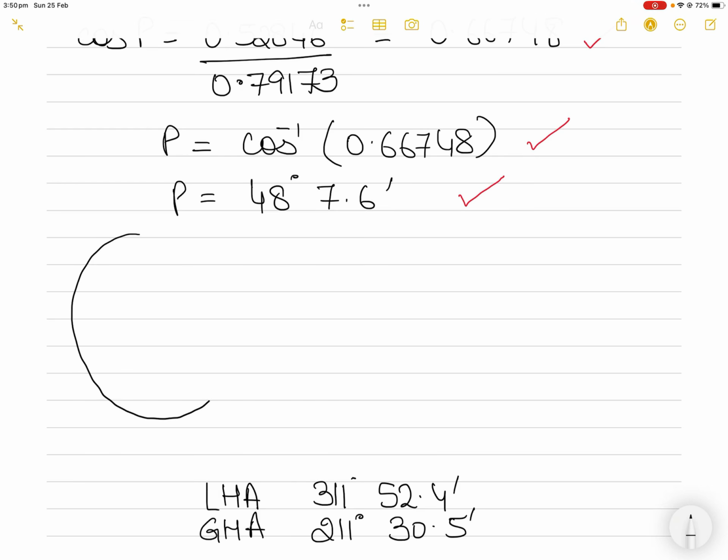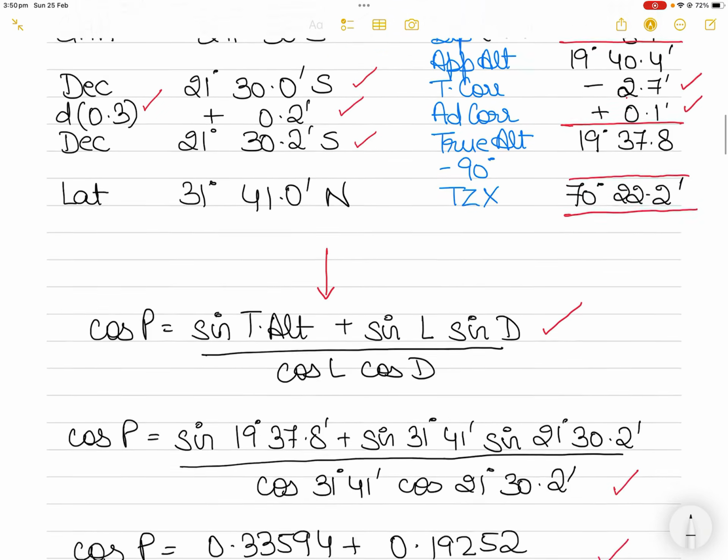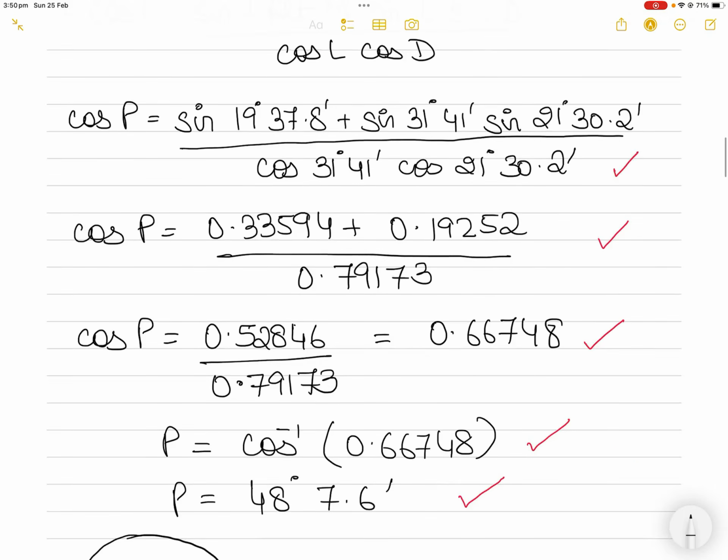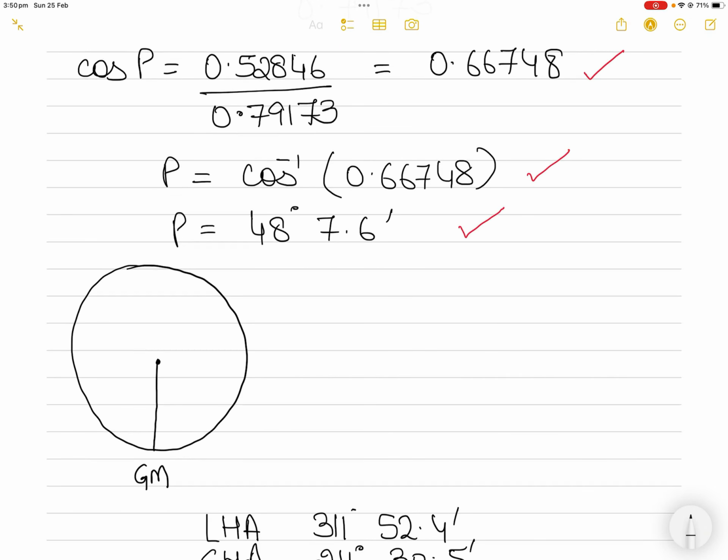So what happens here is that you draw a circle, draw a straight line, and call it the celestial Greenwich meridian. Then you look at the GHA value. What is the GHA value? The GHA value is 211 degrees 30.5 minutes. That means you have to measure it westward. West is always on the left and east is on the right. So you measure it westward.